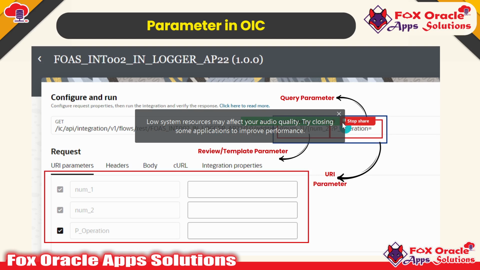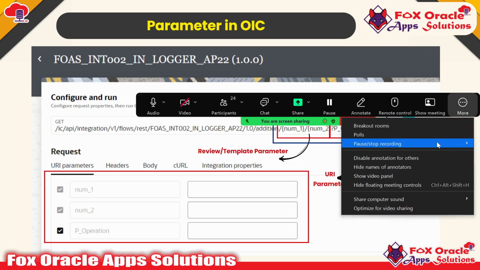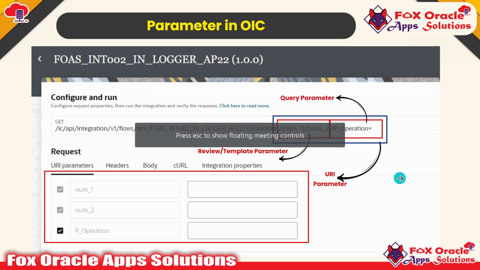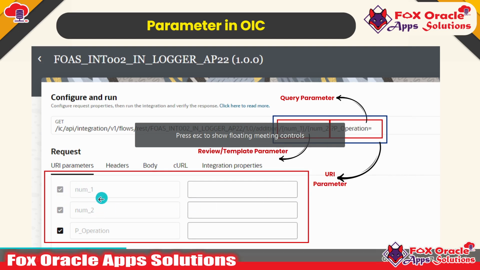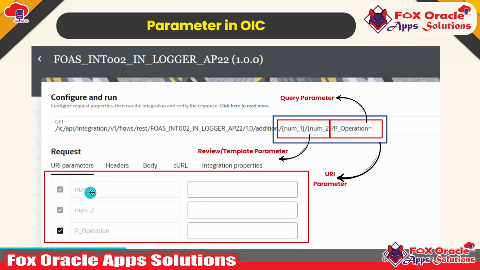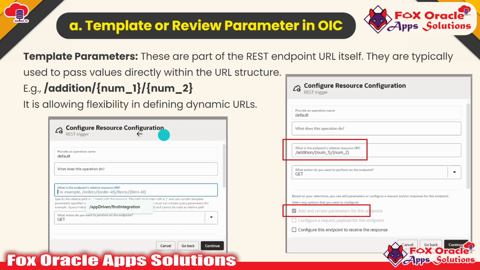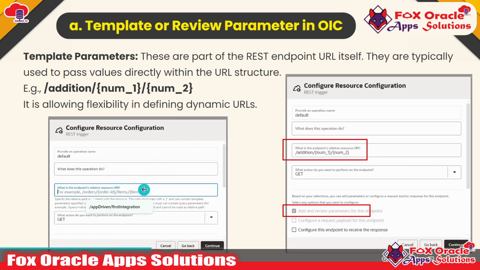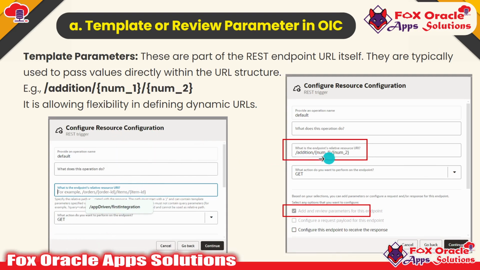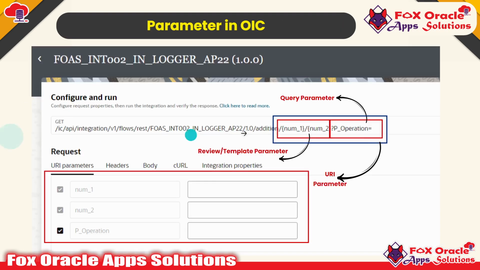So now here, you can see these two parameters are reflected here, and the values of the parameters are reflected in the URL too. So how can we configure our integration to display these two review parameters? When we add the REST endpoint or the REST connection as a trigger, there we get the option to add the resource URI, where we provide anything which is going to be reflected in the URL. Yesterday it was addition only.